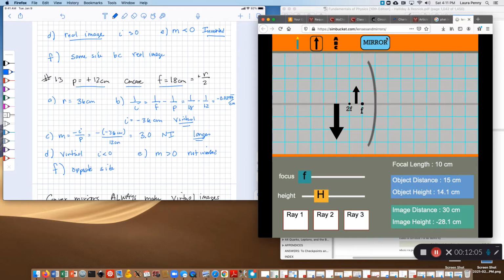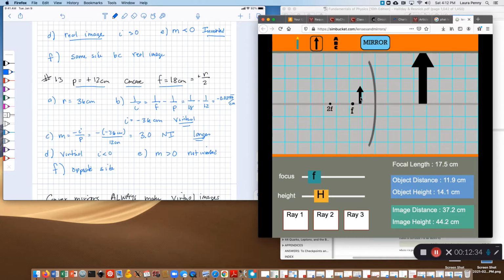So let's see if that's what happens when we go through and do this with our simulation. So our focal length should be 18. Let's see if it'll let me do 18. Won't let me do quite 18. We'll round it to 17.5, and then a P of 12. So something like this.